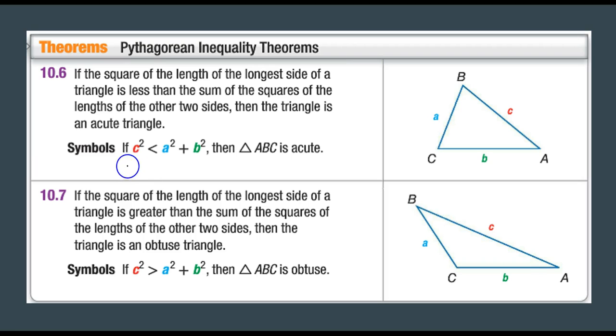Next we have the Pythagorean inequality theorems. Notice it's the same idea, but we're switching it a little bit. This one is saying that if we have C squared, which is less than, makes that squished L, A squared plus B squared, then we know that triangle ABC is acute. And then we also have another theorem saying if C squared is greater than, I know it's greater than because it makes that weird G, A squared plus B squared, then triangle ABC is obtuse.